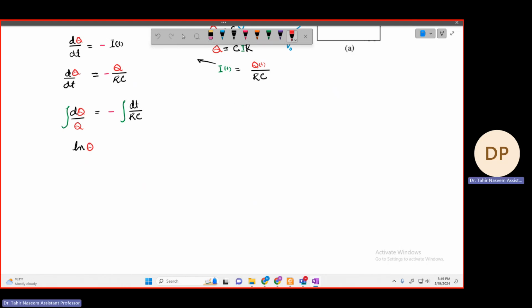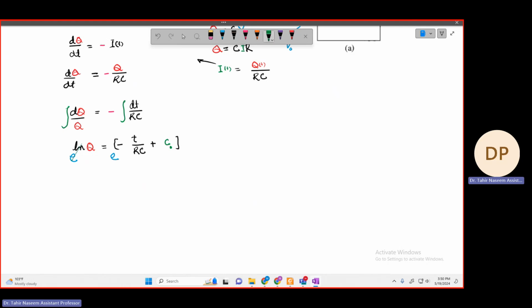Let's use the same color. Log of q is equal to minus t over RC, plus the constant of integration, let's call that some constant of integration c naught. Okay, so I need q, so we take the exponential of both sides. We take the exponential on this side and on this side too. Okay, so I have taken the exponential of both sides.